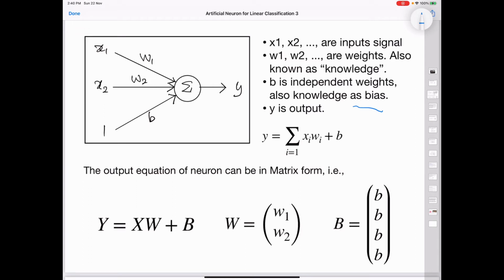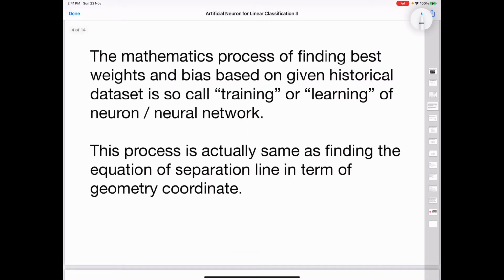The equation to calculate Y is straightforward. We have the sum of Xi Wi plus B, or in matrix form, Y equals X matrix multiplied by W matrix plus B matrix. So the B matrix is easiest. You have 4 small b, while the W matrix depends on W1 and W2. At this moment, we do not know what W1 or W2 is.